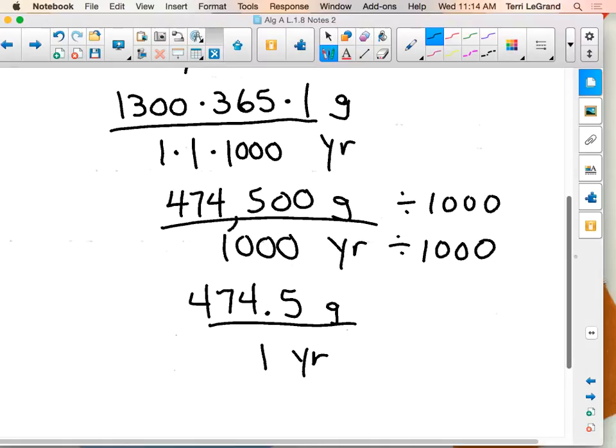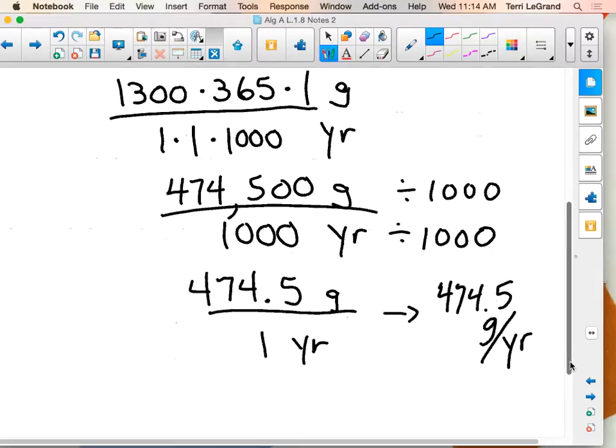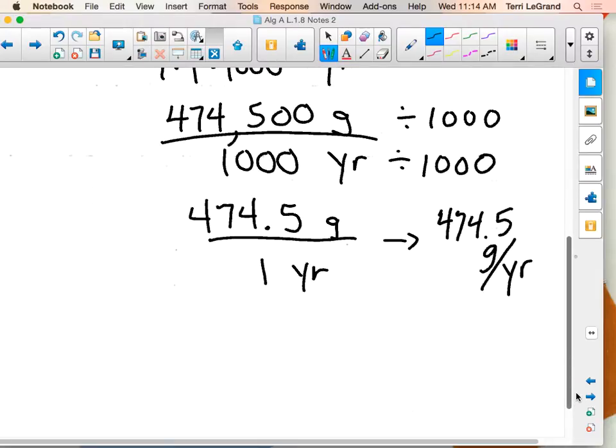So we would say our final answer is 474.5 grams per year. That one we don't do GPY. There isn't such a thing as GPY. We would do it grams per year. Or you could write out the word grams, write out the word per, and write out the word year. Okay? So here's our final.